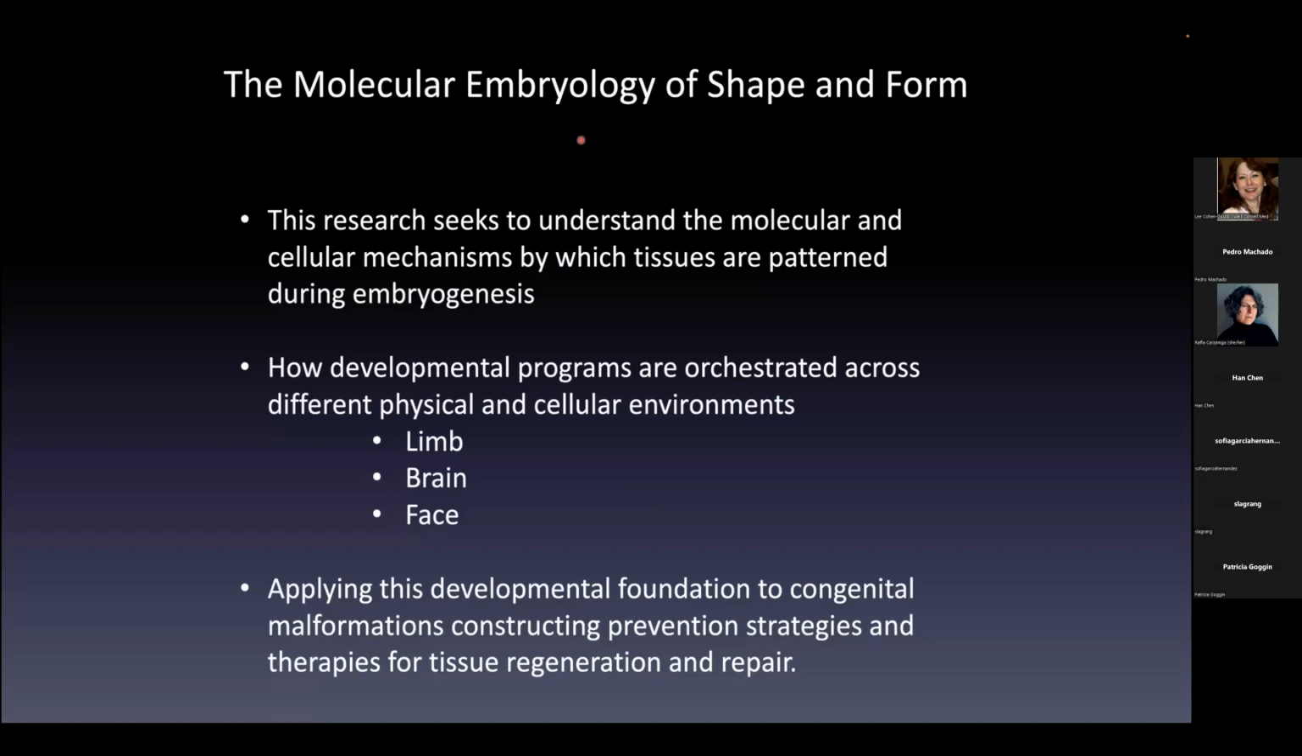This project is an embryology project. The researcher was looking at the molecular and cellular mechanisms of how tissues are patterned during embryogenesis, and how developmental programs are orchestrated across different physical cellular environments. You start out and have to form the limb, the brain, the face, a plan. The idea is that if we learn how this process works, we get a developmental foundation we can use for prevention strategies and even therapies for tissue regeneration and repair. So it's really an exciting project.